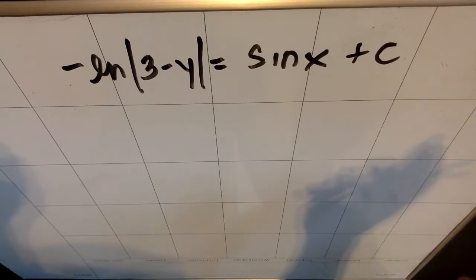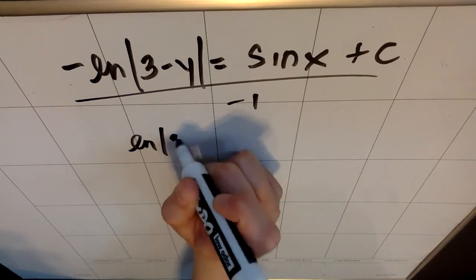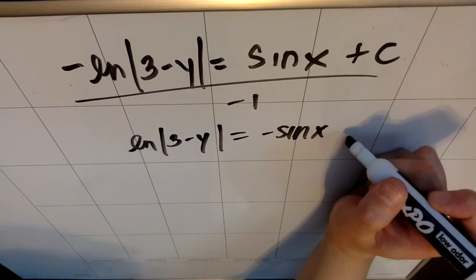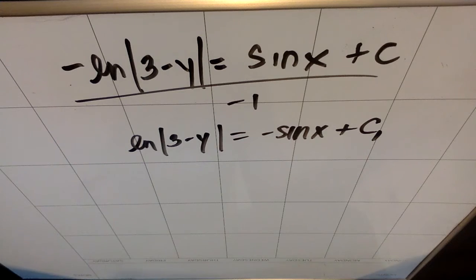If you chose to do that, the first thing you do is divide everybody by a negative, right? So you'd get the natural log of the absolute value of 3 minus y equals a negative sine of x, and it doesn't matter to me if you call it plus or minus. I'm just going to call it plus c sub 1, because when I divide c by a negative, it just gets a different c, so it's c sub 1.